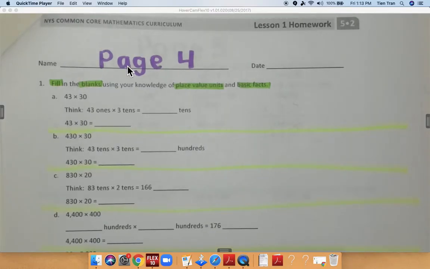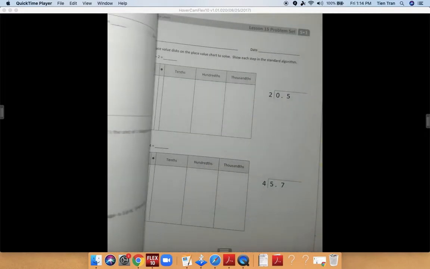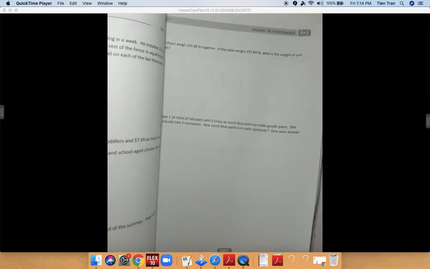We are on page 4, lesson 1 homework. Now, this page is right after lesson 16 in the previous module. So right here, I'm going to zoom out so you guys can see. I'm flipping through my book, right? And I'm going to make sure I flip past lesson 14, lesson 15, lesson 16.